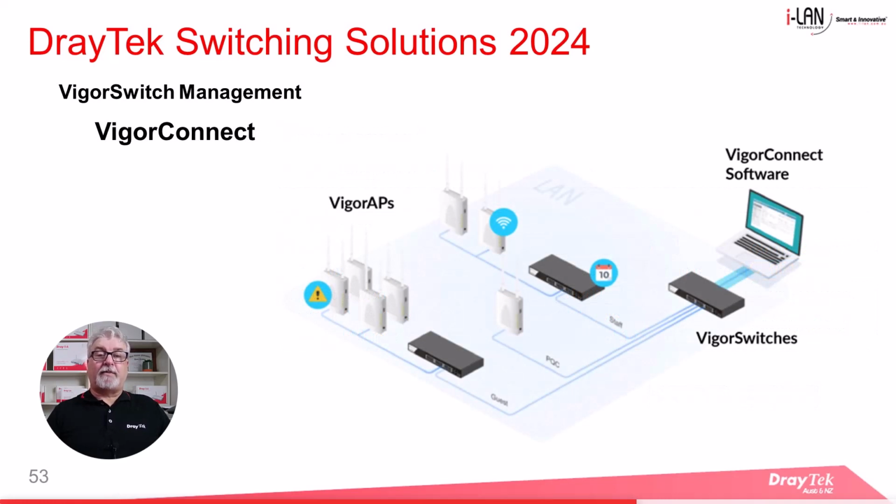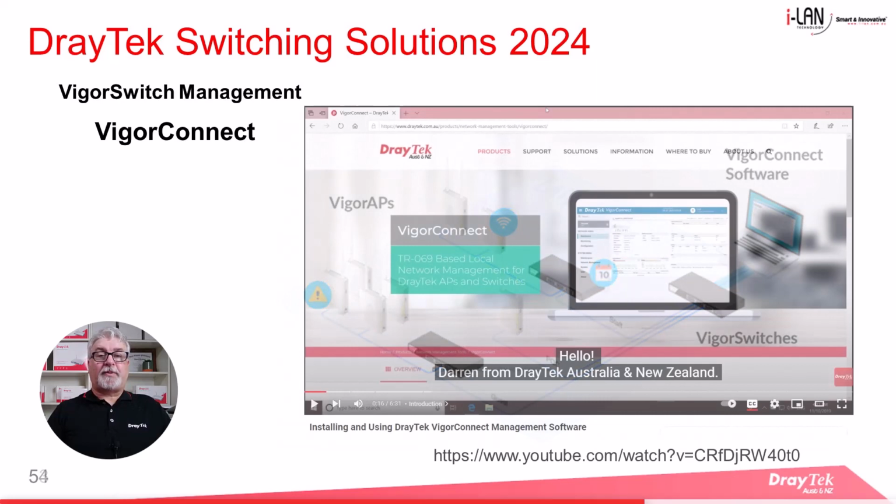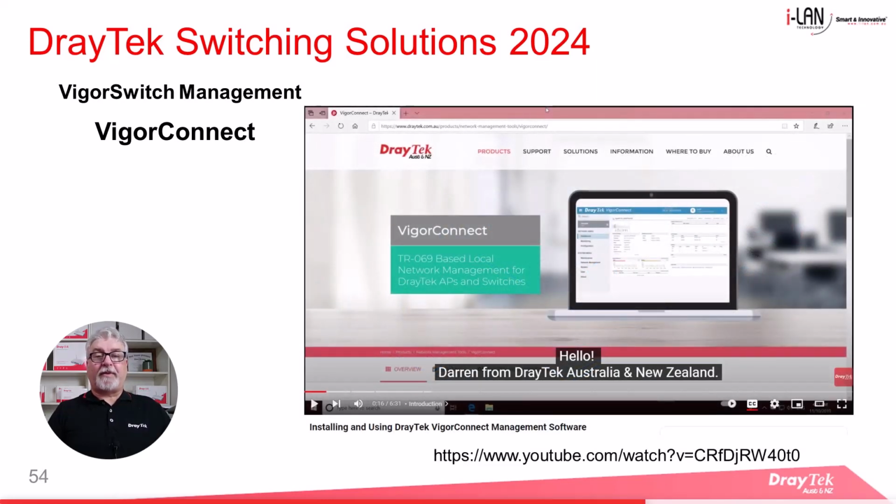VigorConnect is another central management solution for VigorSwitches. This one is a free app that you can install on a PC. It uses the TR069 protocol, the same as our VigorACS management platform, and can be used to manage up to 100 VigorSwitches on a LAN. It's been covered in detail in a webinar we ran previously. I've included a link to that in the description below.